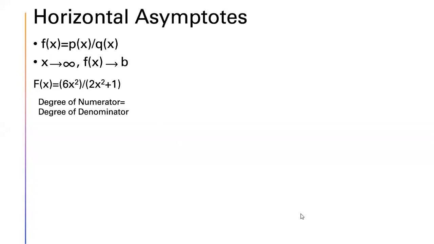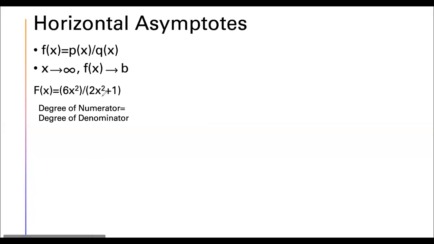So here we have 6x squared divided by 2x squared plus 1. And you notice the degree of our numerator and the degree of our denominator are both 2. So we have 6x squared, 2x squared. They're the same. When that happens, we just take a ratio of our leading coefficients. We have 6 and 2. So that's 3. So we're going to have a horizontal asymptote at y equals 3.